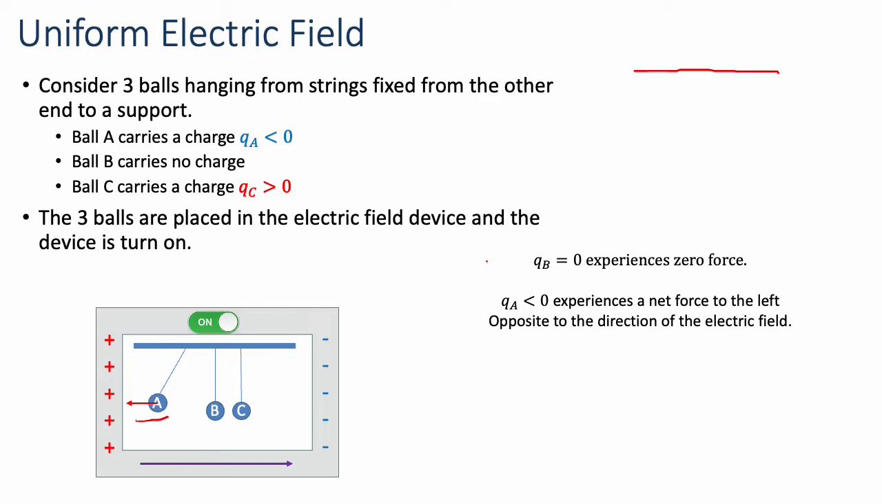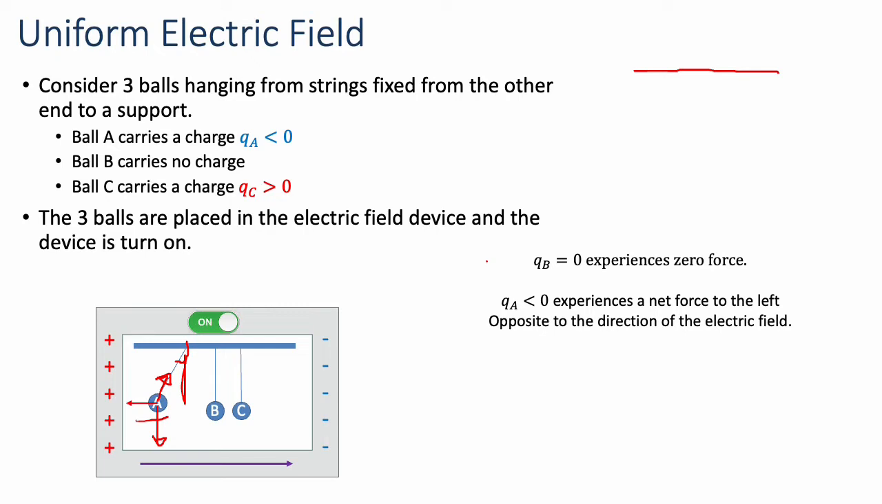Other forces on A, if we remember, are the weight, which is vertical down, and the tension. So eventually it would reach equilibrium and make an angle theta with the vertical. Okay, so A moved under the effect of this electric field. So now I have a proof that this electric field exists.